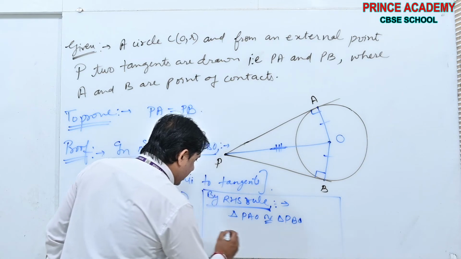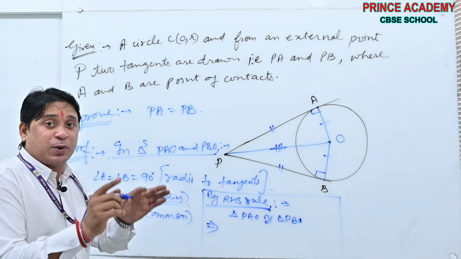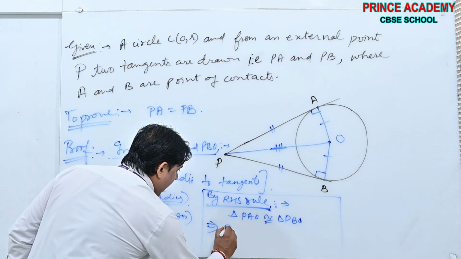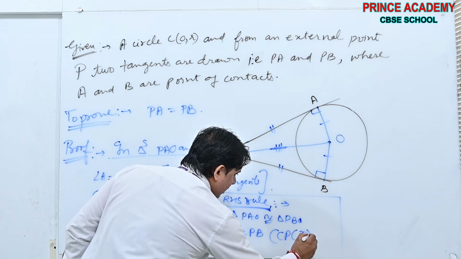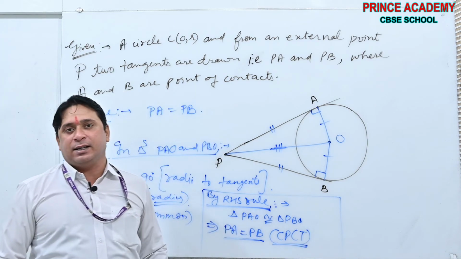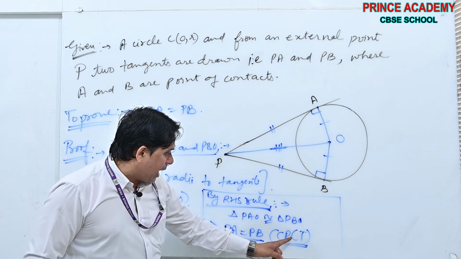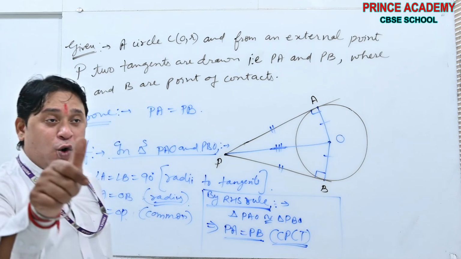Now see, therefore the third side will also be equal. PA is equal to PB. Why? CPCT. Corresponding parts of congruent triangles. Corresponding parts of congruent triangles are equal. Hence PA is equal to PB.